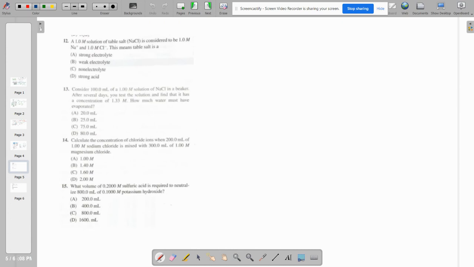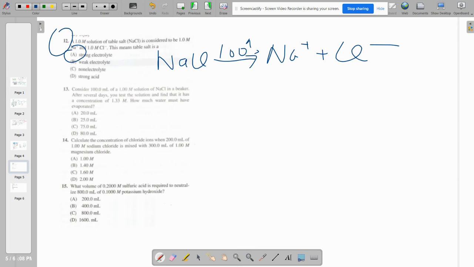Let's continue on. Number 12 says a 1 molar solution of table salt is considered to be 1 molar Na+ and 1 molar Cl-. That means that sodium chloride is a strong electrolyte because it broke up all the way, 100%, into Na+ and Cl-. Good. Hopefully that was a pretty easy one.